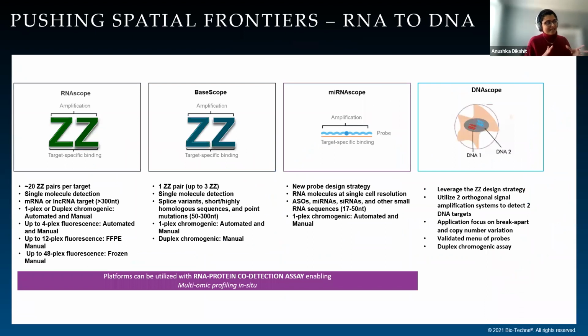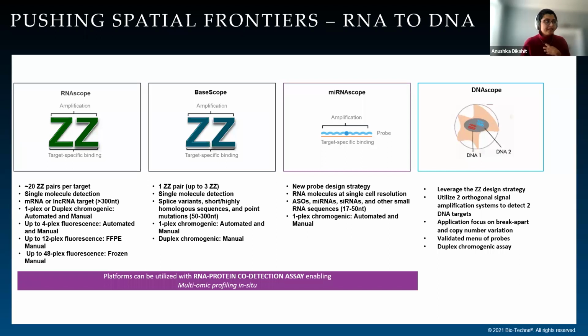So in this slide, I have just put together all the different assays that fall under the RNAscope technology umbrella. Our parent assay is the RNAscope assay, which can be used for RNA targets that are over 300 nucleotides in length. And as I mentioned earlier, the probe design strategy for this assay is we design probes spanning approximately 1,000 bases, so approximately 20 pairs of the ZZ probes, because each Z will span approximately 20 bases of region.